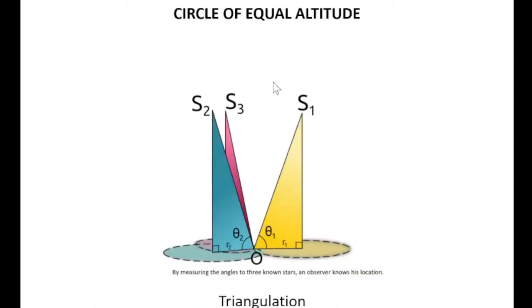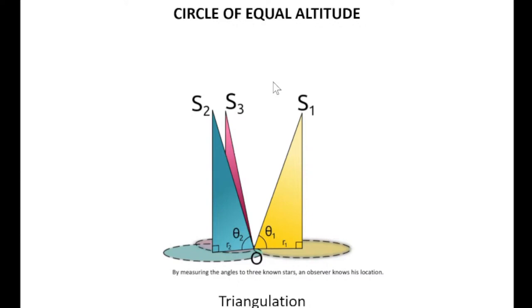Next slide. So what is a circle of equal altitude? Back to that other slide. Well, if you sight one star, you're not really triangulating, but you know you're somewhere on that circle. But when you get the second star and third star, you can triangulate. And this is what it's showing here. And notice they got the box designating right angles.